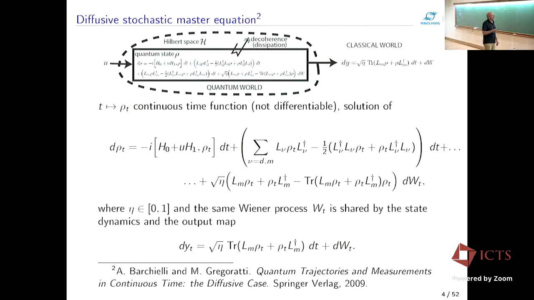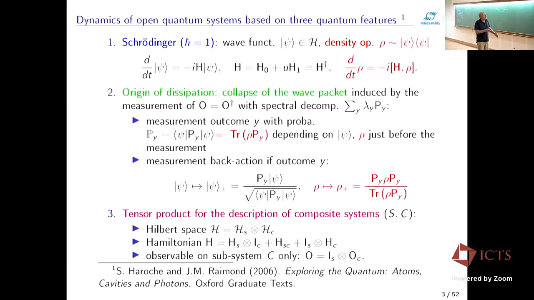And you have this differential equation where the measurement outcome depends on a Wiener process, but also on something that tells you where rho is. Okay? So we'll see how we get this equation from these rules in this lecture.